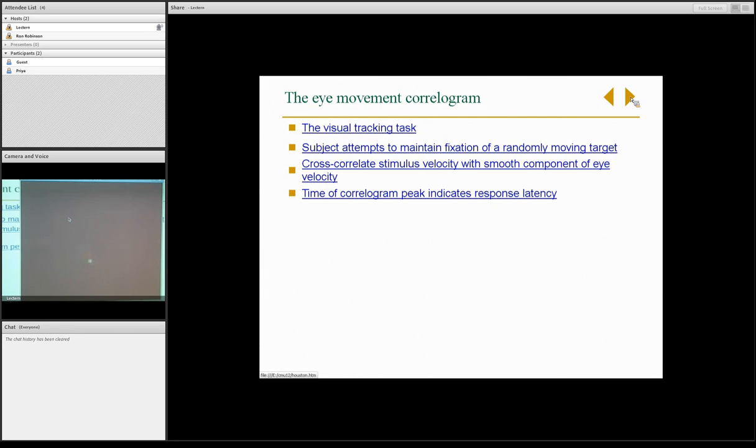But we're interested in the smooth component, and you may notice that in between the jumps it seems to kind of vibrate around. That looks like it's not really doing anything to get it towards the target, but as we'll see, it actually is. Those little vibrations are movements that are driven by the motion of the target.